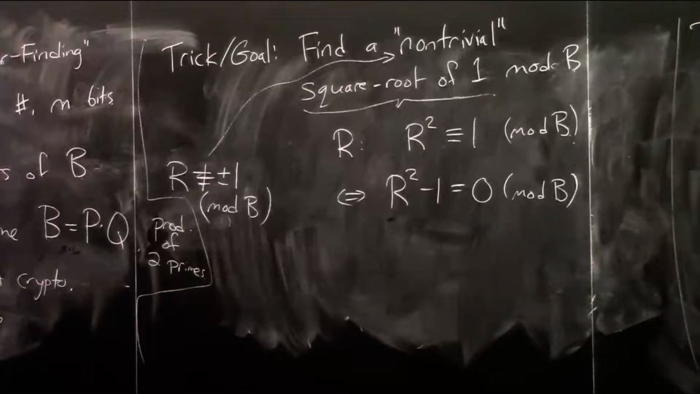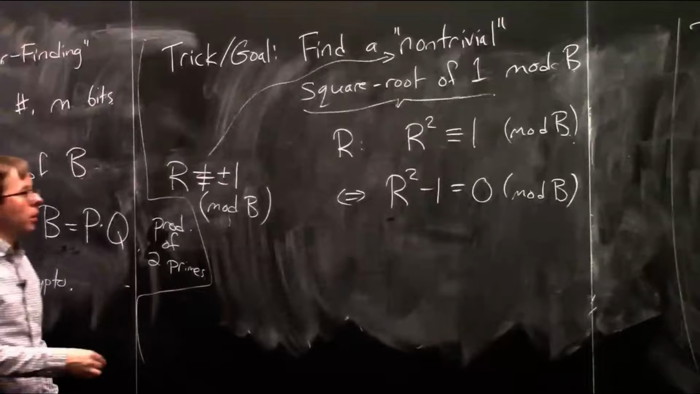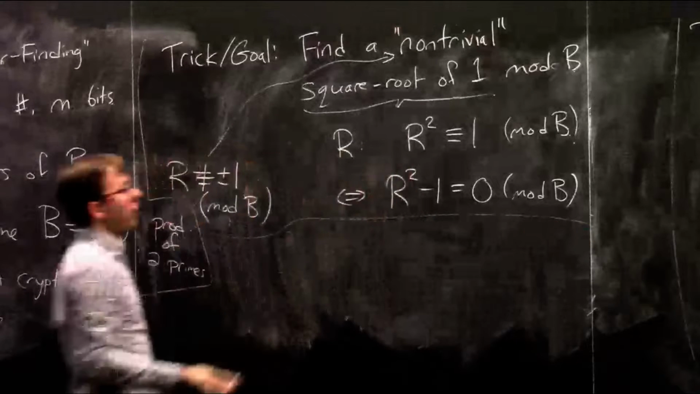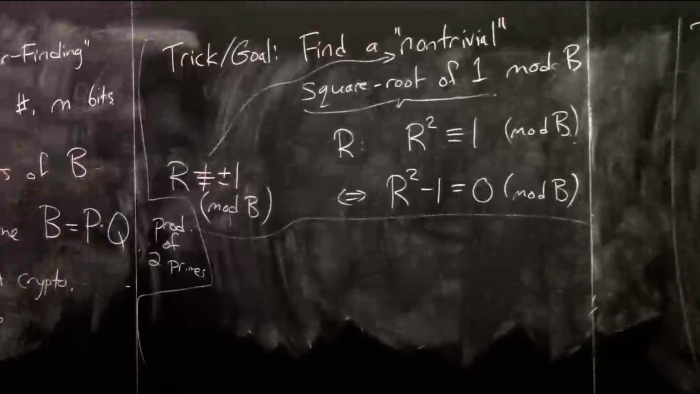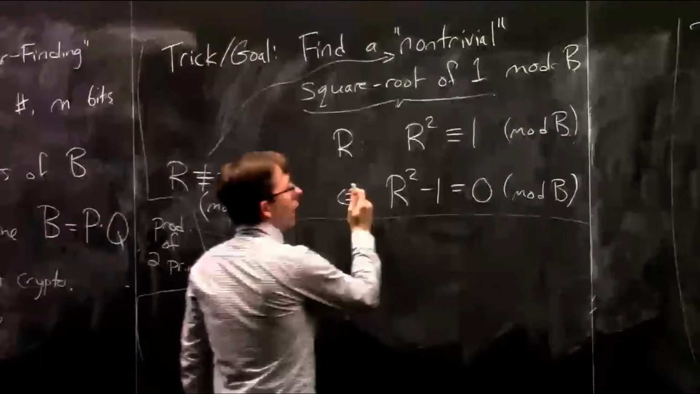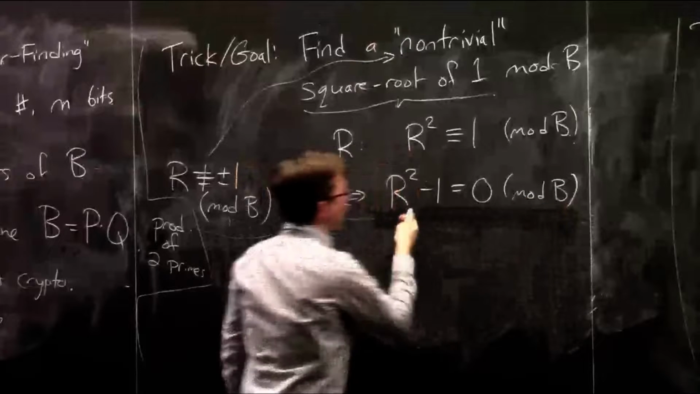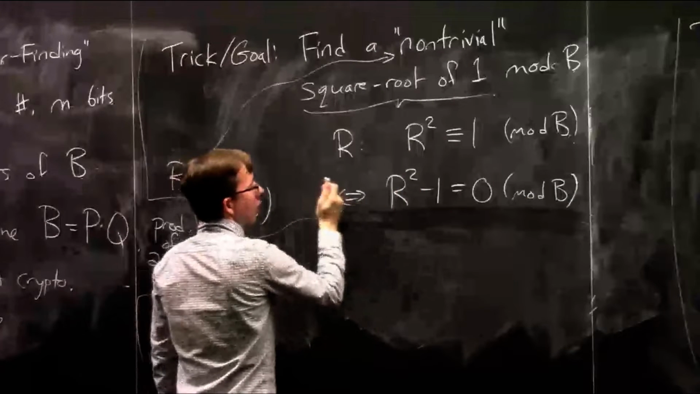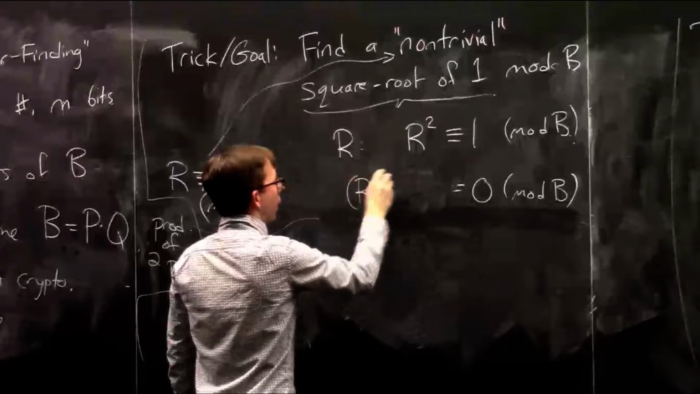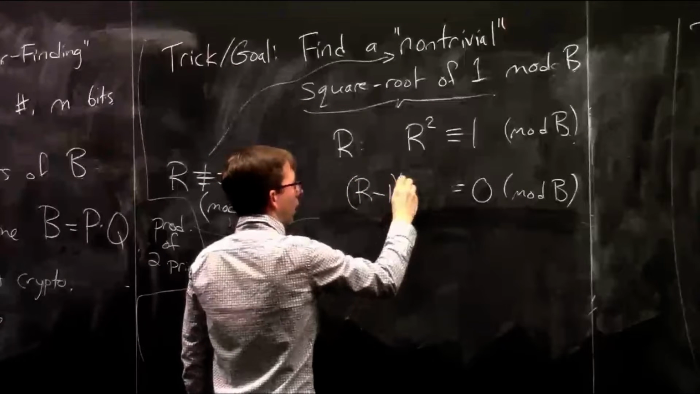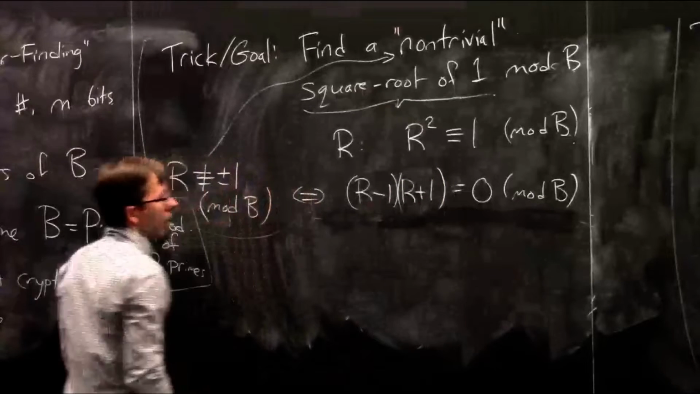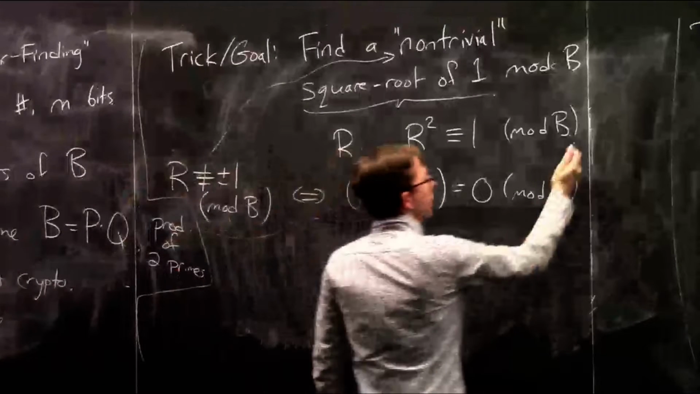Okay, that's going to be challenging, but what the heck does it have to do with factoring? Well, it turns out if you can somehow manage to find this r, you're totally done. You're home free. It's basically over. So why is that? Well, let me just write r squared minus 1 as r minus 1 times r plus 1. And remember, b is, in our assumption, p times q.